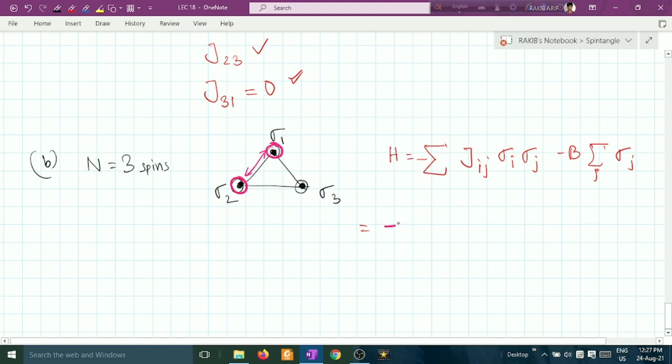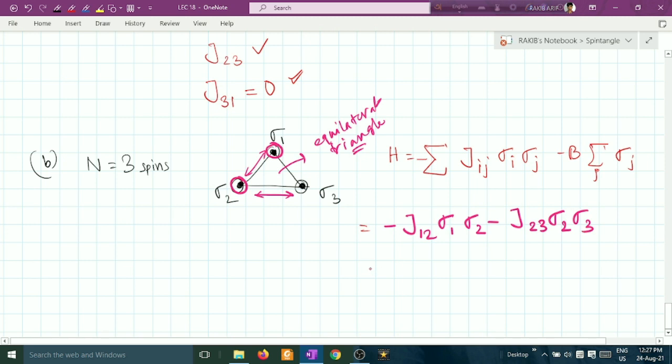So I can write minus J12 sigma 1 sigma 2. Now I am considering the sigma 2 sigma 3 interaction. Okay, this is an equilateral triangle. This will be minus J23 sigma 2 sigma 3.